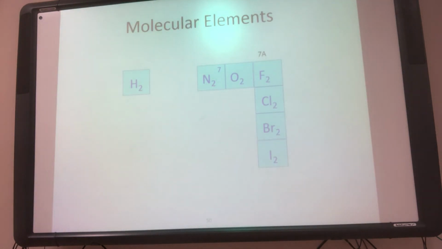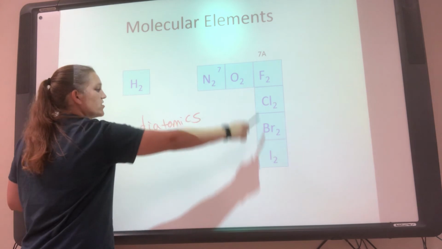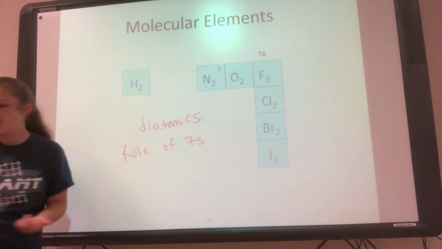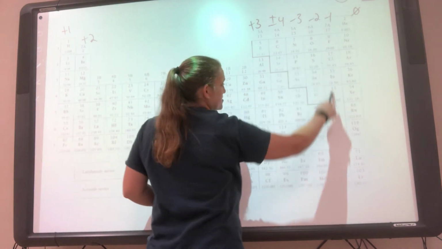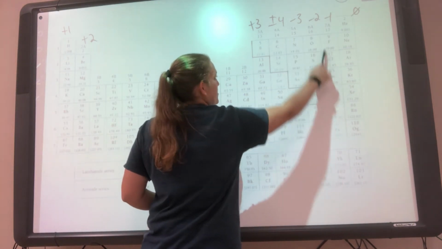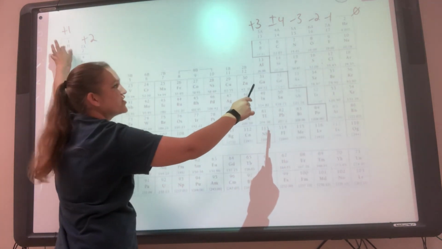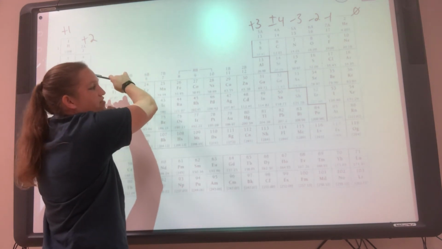So what are molecular elements? So certain elements are going to occur in nature as diatomics. These are your diatomics. Think of this as the rule of sevens. So there are 7 of them. And if you look on the periodic table, they kind of make a 7. So if you notice, here's this part, makes a 7. And then hydrogen's kind of floating over here like the long end of the 7.